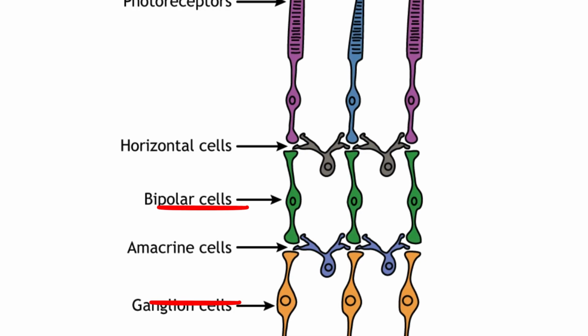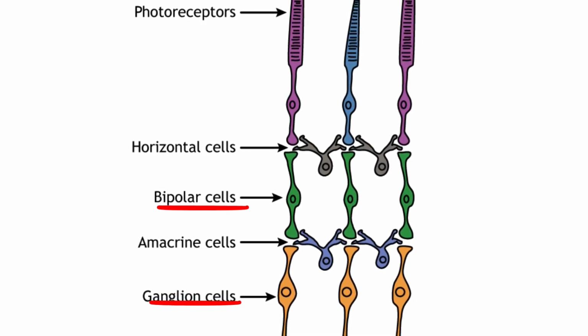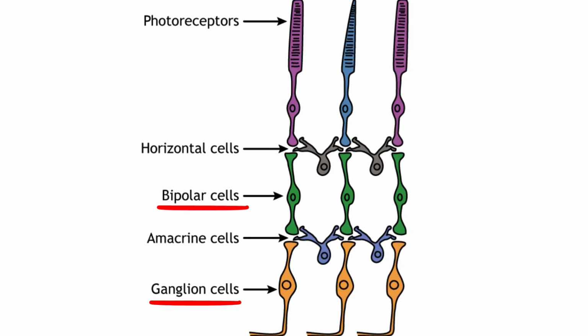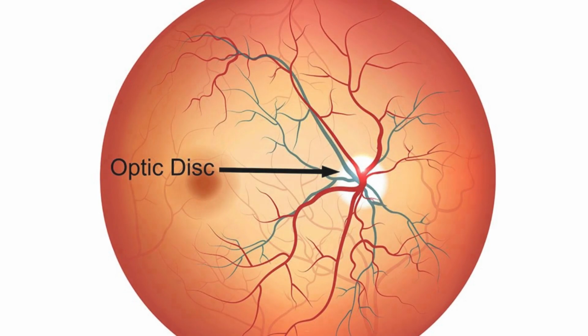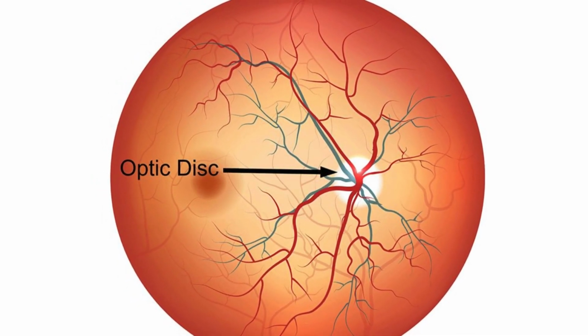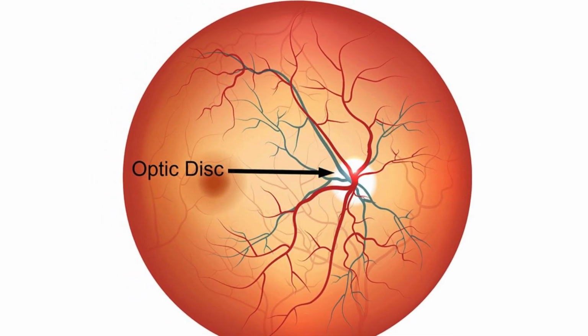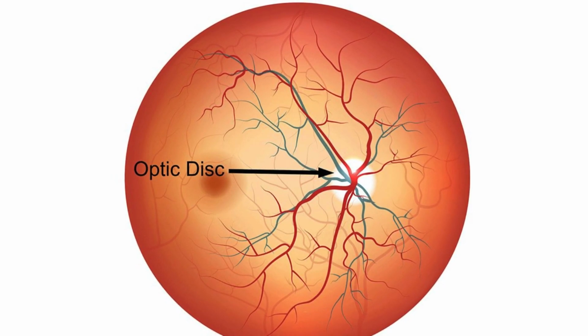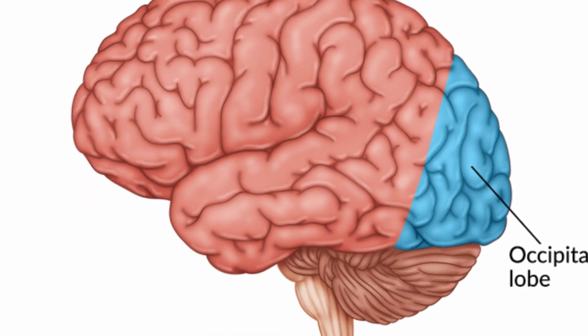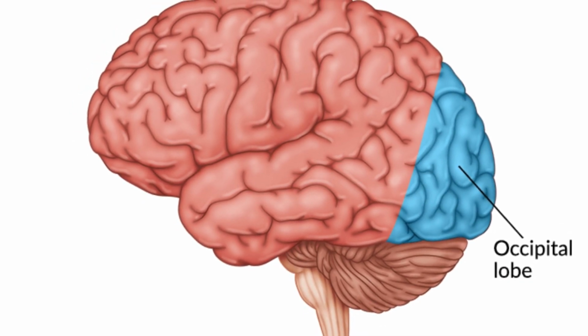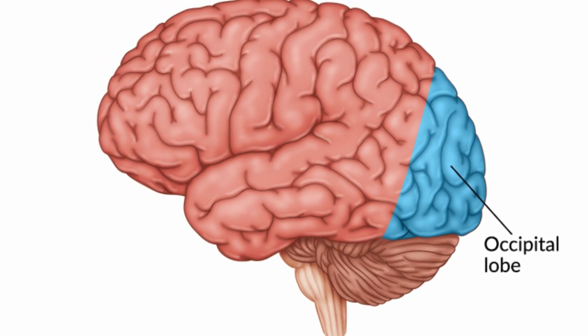Within the retinal layers, there are other cells that play vital roles in the visual process. Bipolar cells transmit signals from the photoreceptors to the ganglion cells, which are responsible for sending the visual information to the brain via their long, thin axons. These axons come together at the optic disc, also known as the blind spot, where they form the optic nerve that carries visual information to the brain. The visual information is eventually processed in the brain, particularly in the occipital lobe, where the primary visual cortex is located. Here, the signals from the optic nerve are interpreted, resulting in our perception of the visual world.